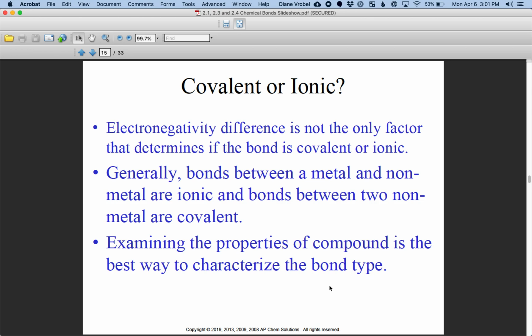So I typically look at which type of element I am looking at. Am I looking at a metal? Am I looking at a nonmetal? And that typically helps me to decide if something is ionic. So if I notice that there are two nonmetals, I say, aha, it must be covalent. Because this is just a quick and fast method of deciding whether or not something is ionic versus covalent.